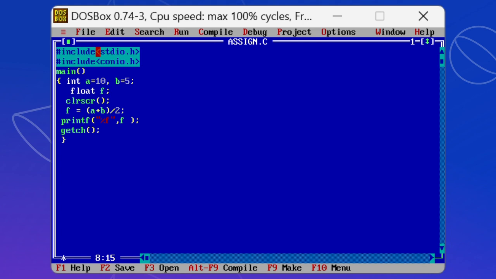Then we have f is equal to (a plus b) divided by 2. Remember, this a plus b is written within the bracket. So as per the precedence, the bracket will be solved first. So before division, addition would be taking place because of the bracket. So 10 plus 5 becomes 15. Now 15 divided by 2 is 7.5. And we are assigning it into a float variable, that is the variable f of type float.